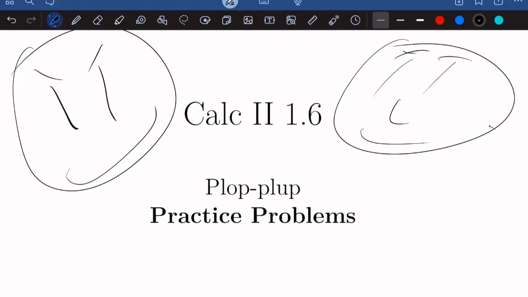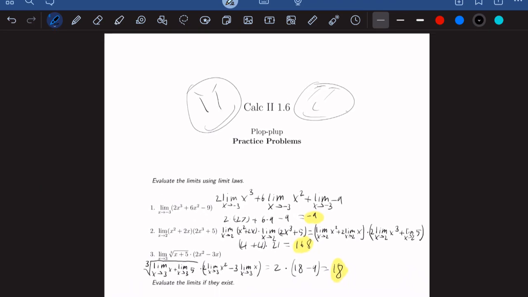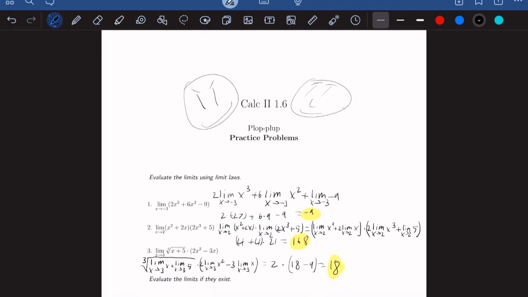Hello everyone, this is going to be the 1.6 practice problem solutions. So I'll just go through everything and then I'll explain it after.